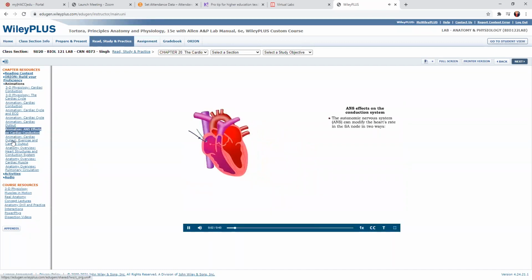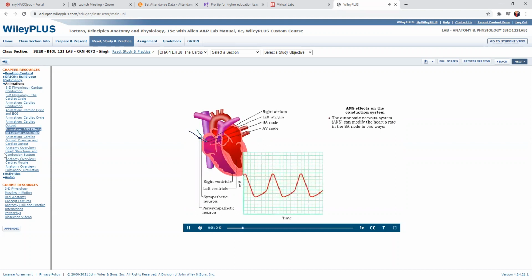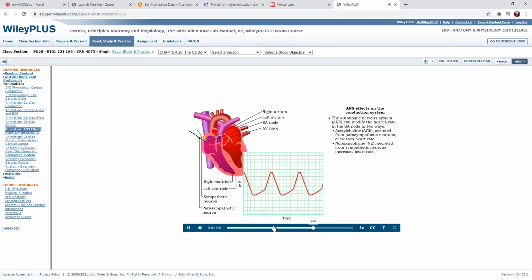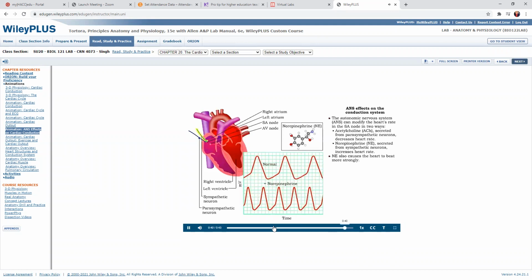The autonomic nervous system can modify the heart's rate in two ways. The hormone acetylcholine, secreted from parasympathetic neurons, decreases SA node firing to about 75 action potentials per minute, decreasing heart rate. This heart rate is considered normal and healthy for a resting heart. Conversely, norepinephrine increases heart rate. This hormone, secreted from sympathetic neurons, is produced more during exercise, stress, and excitement.